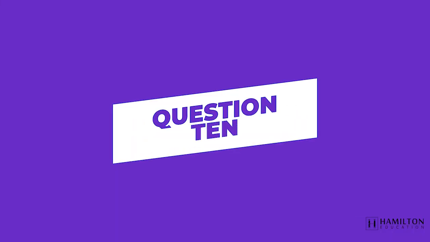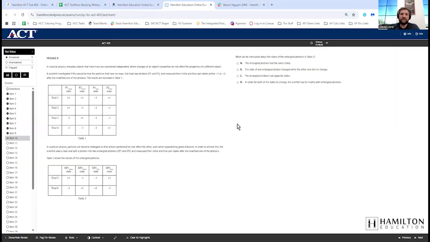What can be concluded about the states of entangled photons in table 2? Well, let's look at them in table 2. And one thing I can guess, EP is entangled photons. It also mentions that in here. The entangled photons have the same states. Well, one thing I noticed right away is they have opposite states. Oh, so that looks like C, but we can check B and D to make sure.